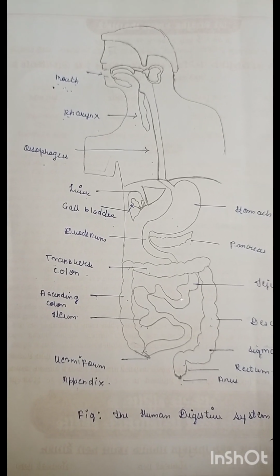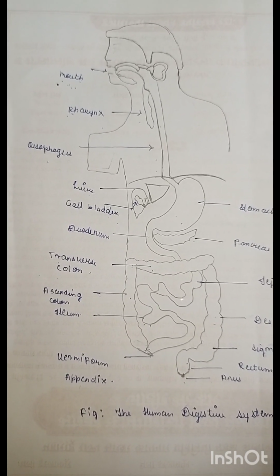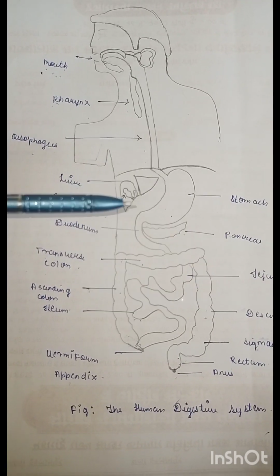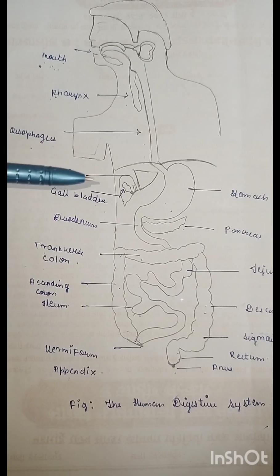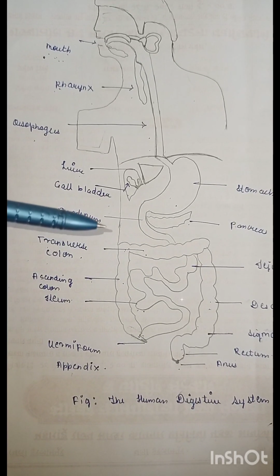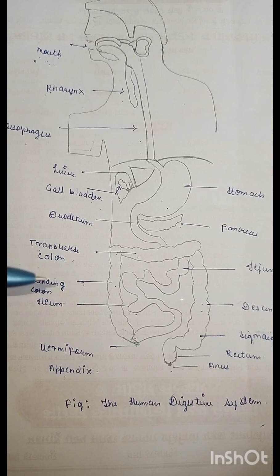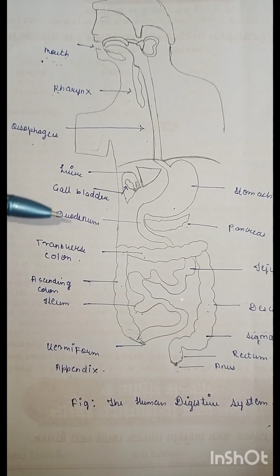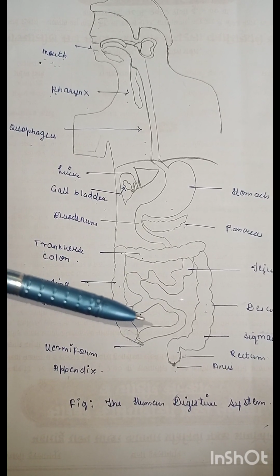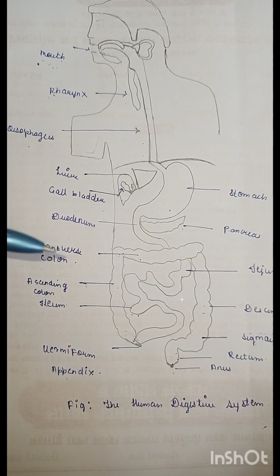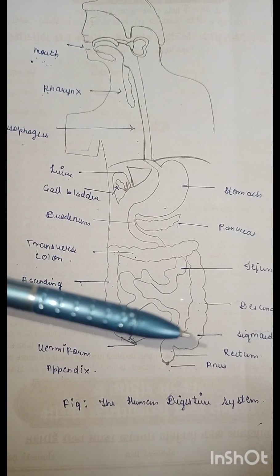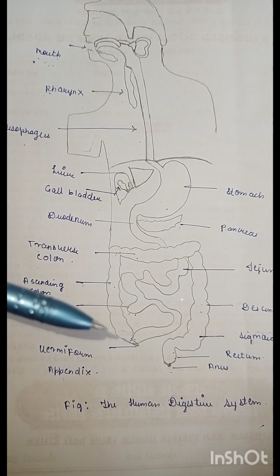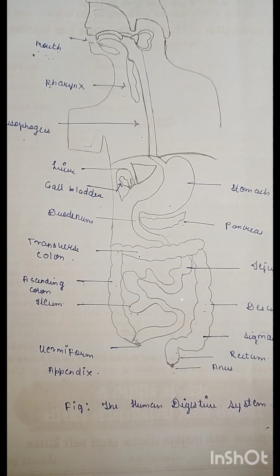Then we have the pharynx, which is a common passage for food and air. From there the food goes into the esophagus. Then we have the J-shaped organ, the stomach, which is the temporary reservoir of food. We have accessory organs like the liver, gallbladder and pancreas. Then we have the small intestine and large intestine. The large intestine consists of parts like the colon, rectum and anus. The small intestine consists of the duodenum, jejunum and ileum. The colon is again divided into the transverse colon, ascending colon, descending colon and the sigmoid colon. The vermiform appendix is a finger-like projection, but it is a vestigial organ in human beings.